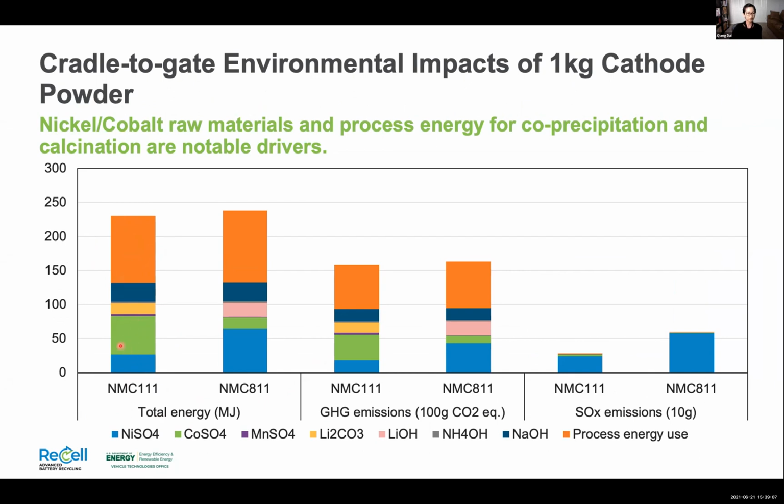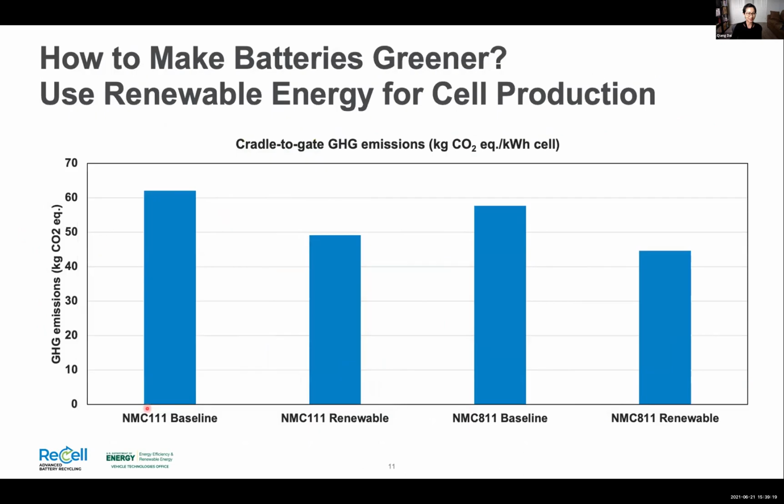So once we know the major contributors, how can we reduce the environmental impacts of battery production? The first obvious answer is using renewable energy for cell production. The baseline results I have shown you earlier assume we're using electricity from the US national grid for battery production. If we are able to use renewable energy for cell production instead, we will be able to reduce the overall greenhouse gas emissions by over 20%.